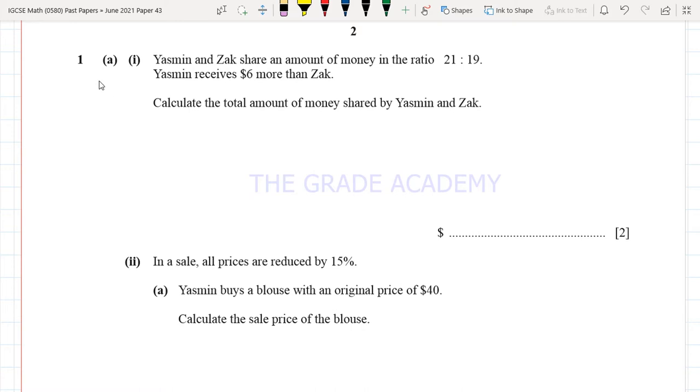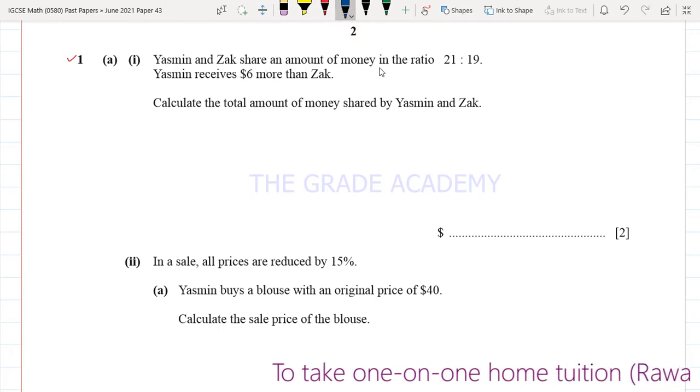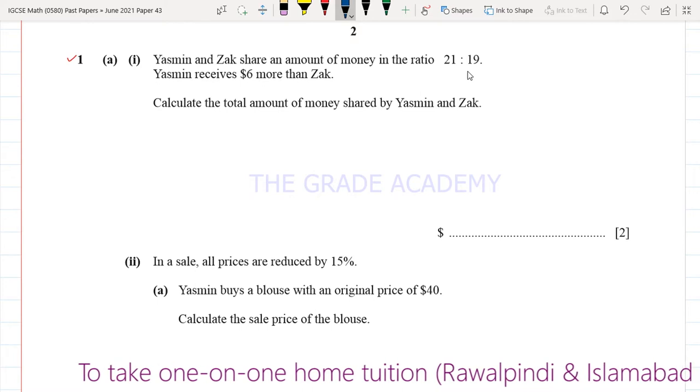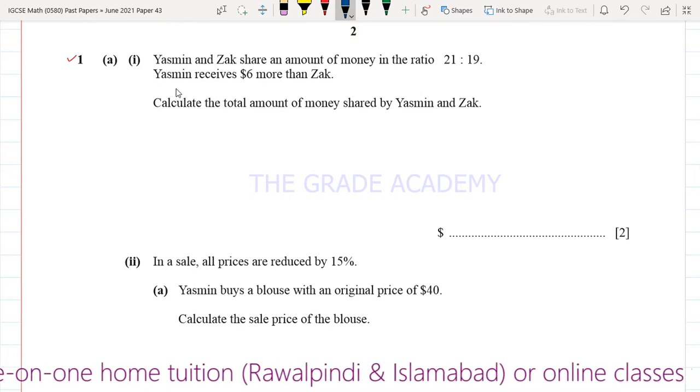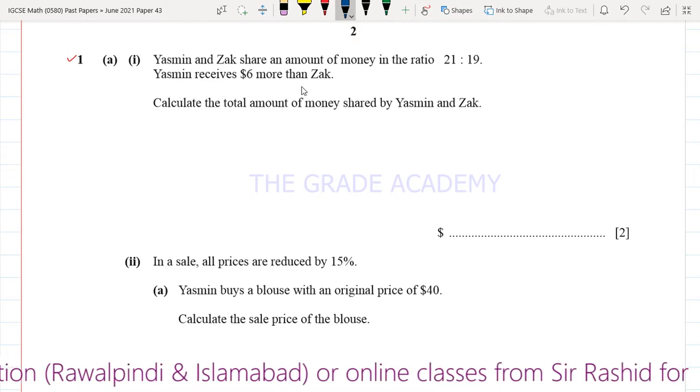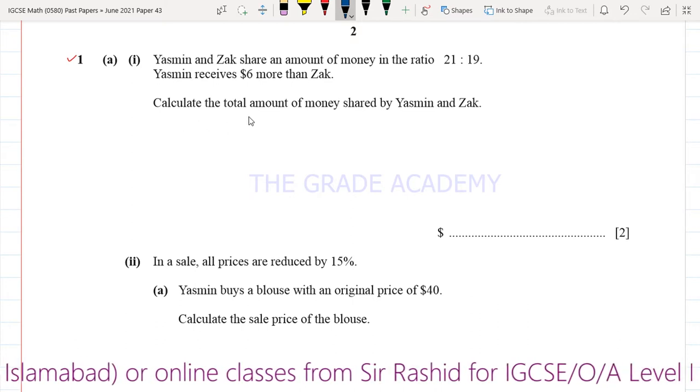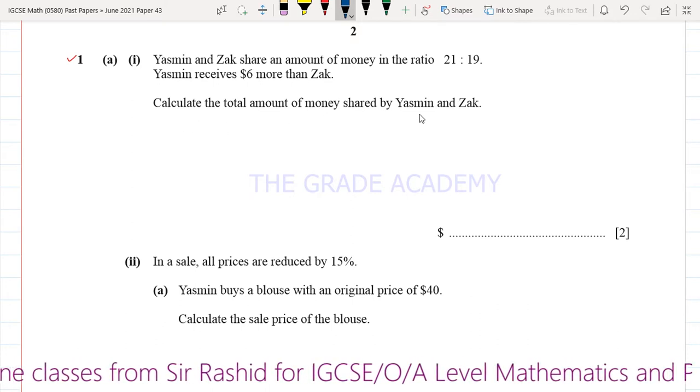So we start off with the first question. Yasmin and Zak share an amount of money in the ratio 21:19. Yasmin receives $6 more than Zak. Calculate the total amount of money shared by Yasmin and Zak.